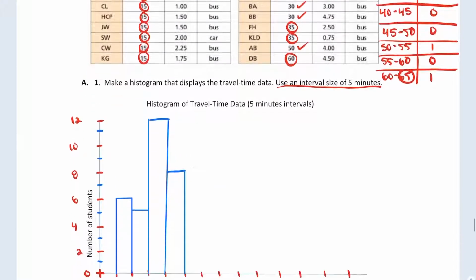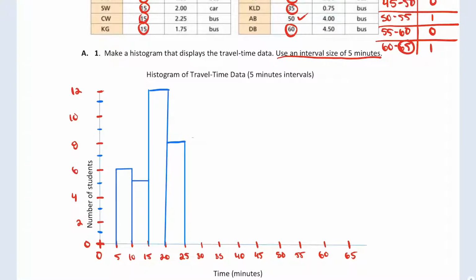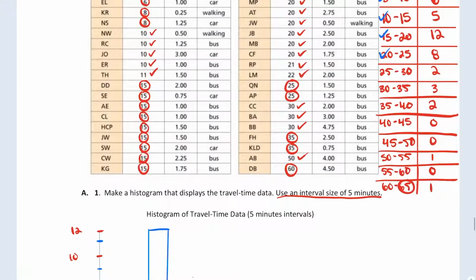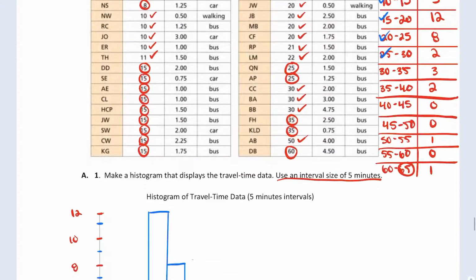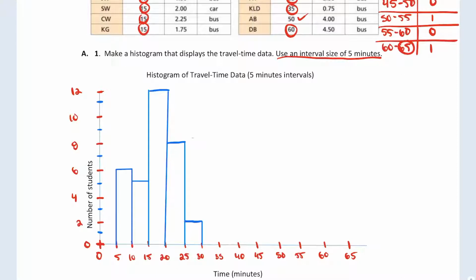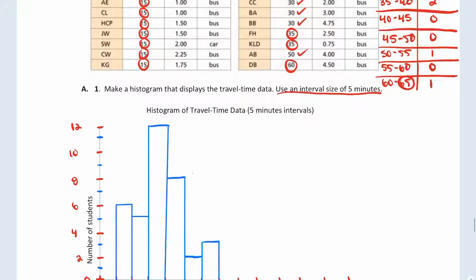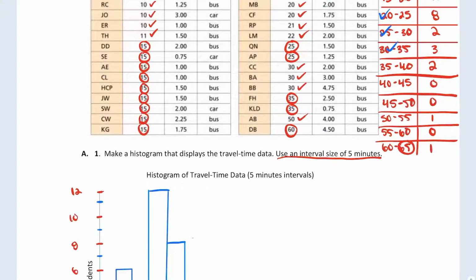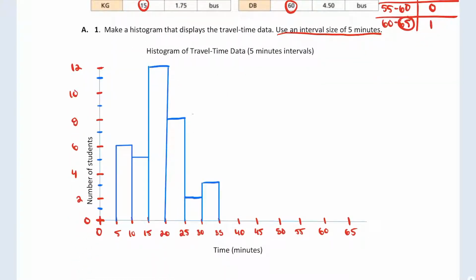25 to 30, we have 2 students, so we're going to draw a line all the way up to 2, not very tall. There we go. 25 to 30 is done. 30 to 35, there are 3 students, so draw a line all the way up to 3, just like that. Then connect your bar. There we go. 35 to 40, it's also at 2, so that's nice. We can kind of just copy that line there.